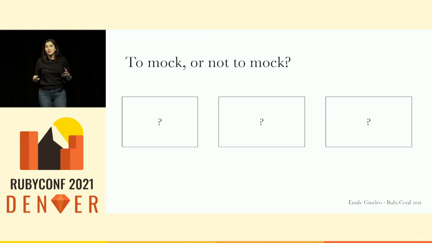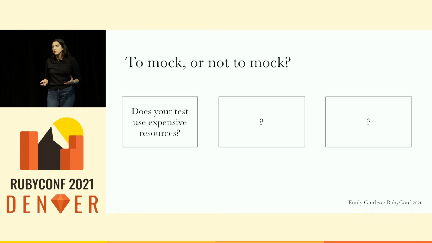In this section, we talked about how mocking can help us prevent the use of expensive resources in our tests. And we can use patterns, such as the client pattern, in order to help us mock in the most effective way possible. I think this leads us to add the first question to our to mock or not to mock framework, which is, does our test use expensive resources? If so, that's a good indication to us that we might want to use a mock in our tests.